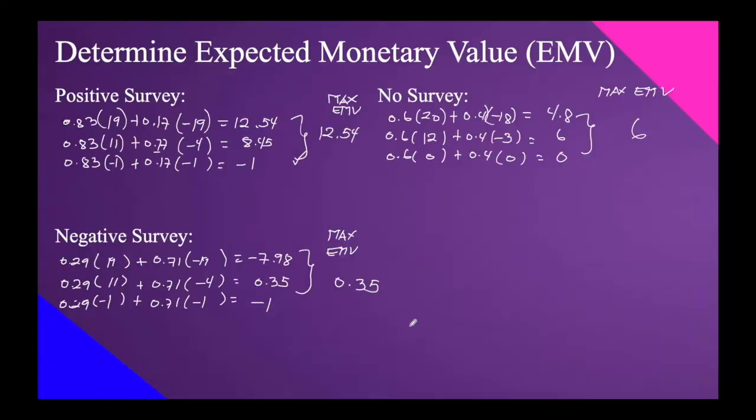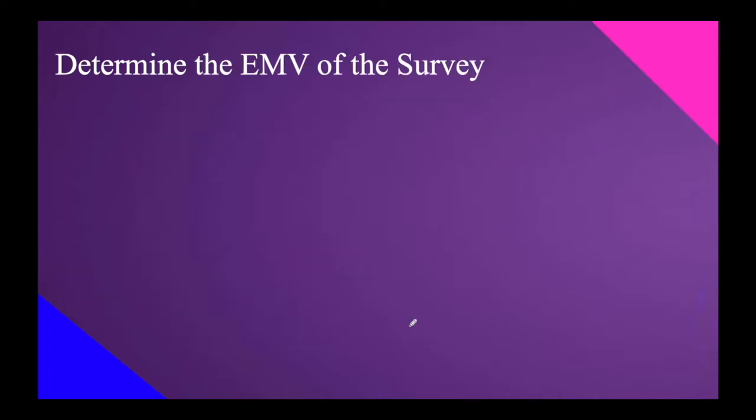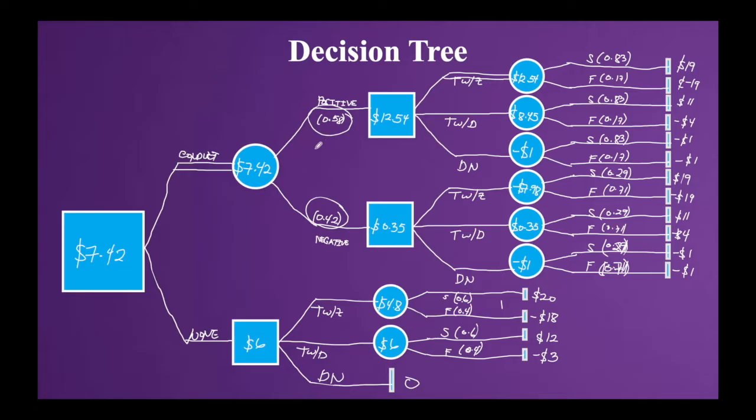Now, next natin nakukuhanin is the EMV of the survey. Okay, what is the EMV ng survey? Ito itong part na ito. How do we come up with 7.42? Actually, ito po yan. No, itong part na yan. EMV of the survey ang tawag dyan.